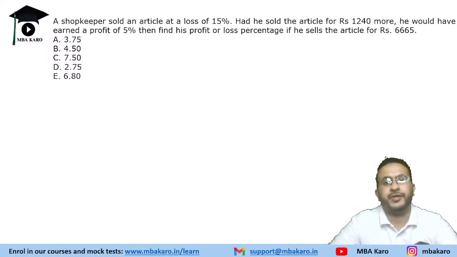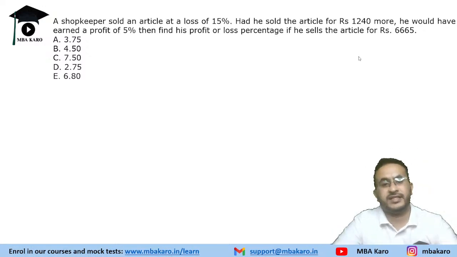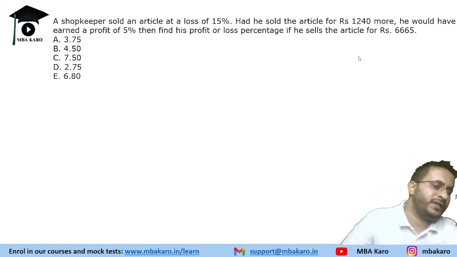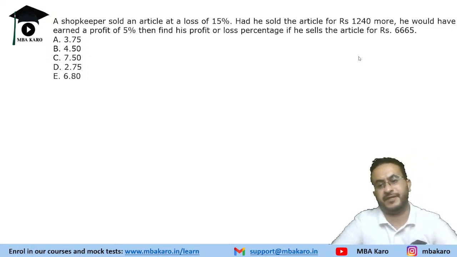A shopkeeper sold an article at a loss of 15%. Had he sold the article for 1240 more, he would have earned a profit of 5%. Then find the profit or loss percentage if he sells the article for 6665. So there are two transactions, and you need to tell what will be the profit or loss if he sells for 6665.